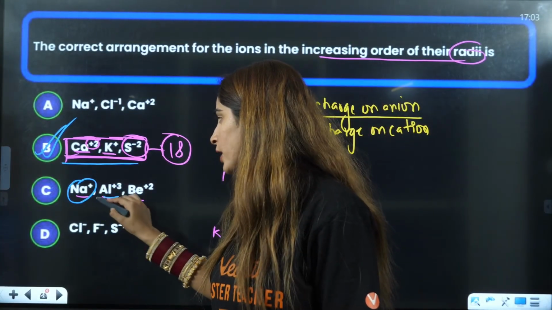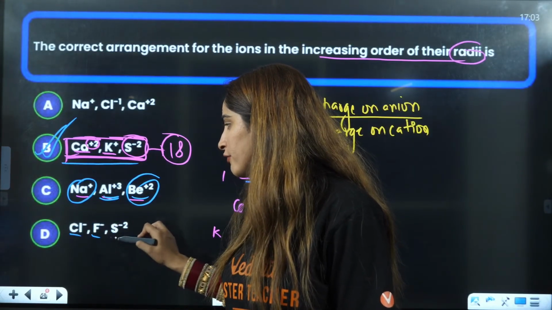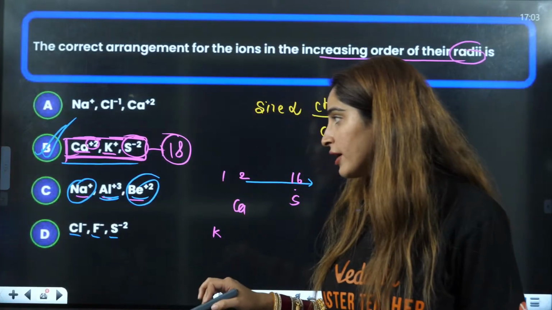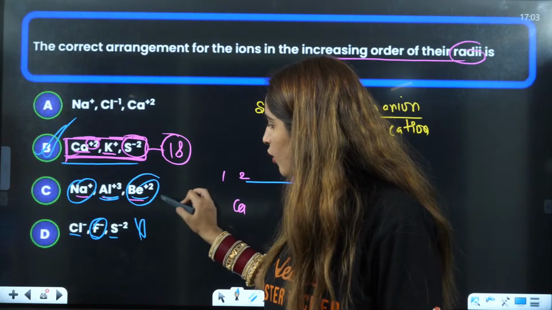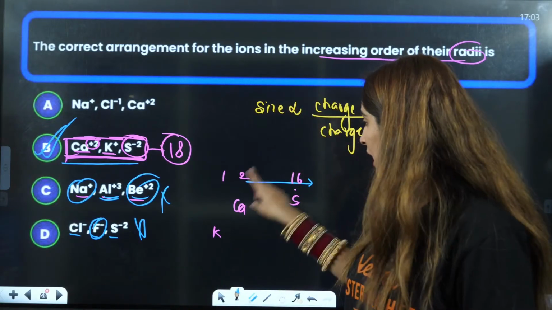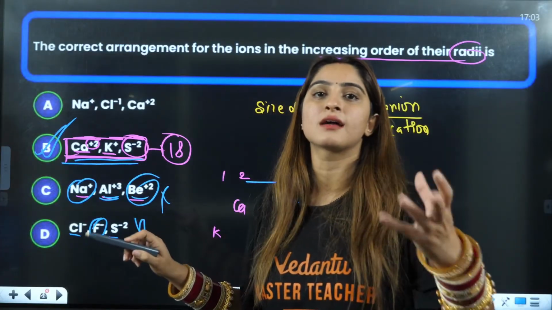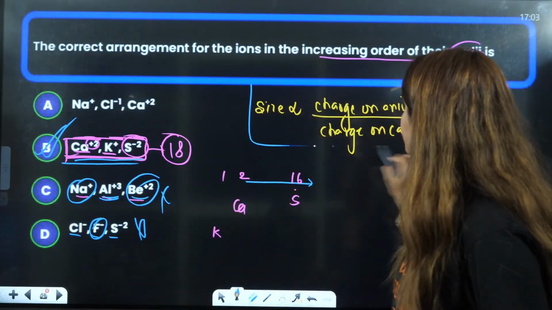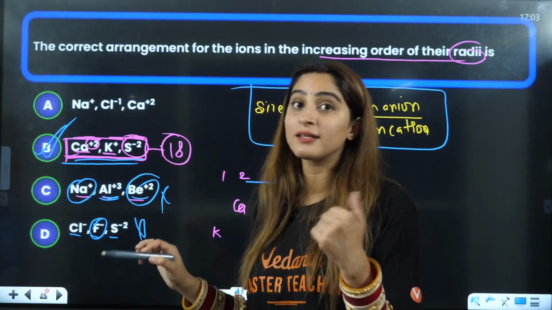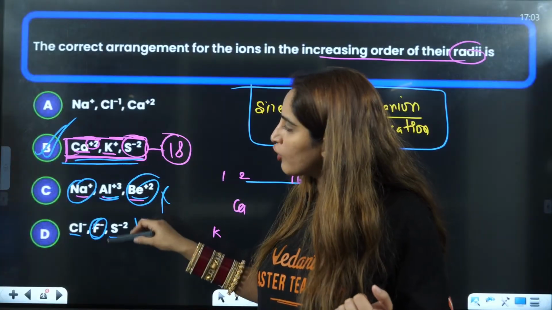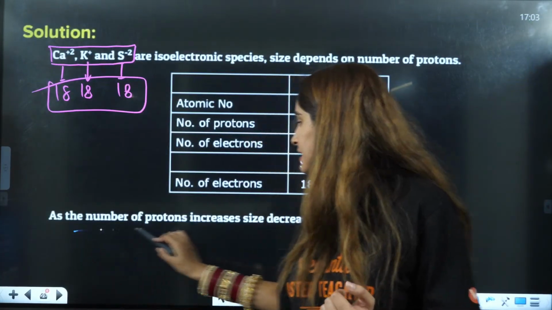Again in sodium, aluminium, beryllium, these are not isoelectronic. Chlorine, fluorine and sulfur, fluorine will not be isoelectronic with chlorine. So again these things are not possible. This we can only understand with the help of the periodic table. Here we can easily say that these are isoelectronic, directly with this relation you can find out for isoelectronic species. But here the interesting part is not all of them are isoelectronic. Only here you will see isoelectronic species, right? Okay.